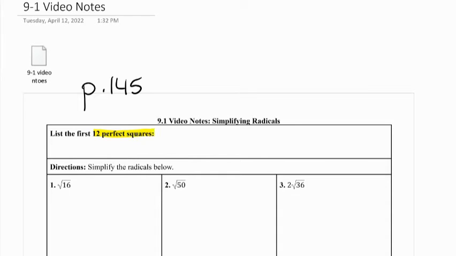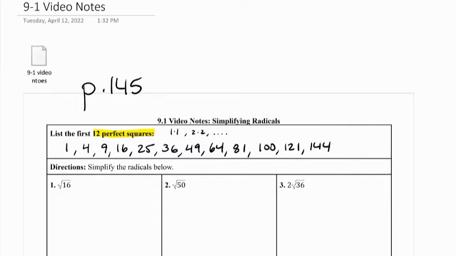Those are numbers that we can take the square root of evenly and get a whole number as an answer. So think of this as 1 times 1, 2 times 2, 3 times 3, and so on. So our first 12 perfect squares are 1, 4, 9, 16, 25, 36, 49, 64, 81, 100, 121, and 144. So 144 would be 12 times 12, 11 times 11, and so on.